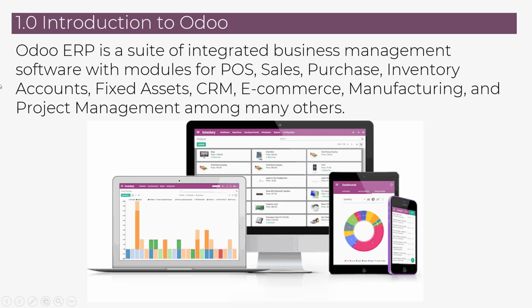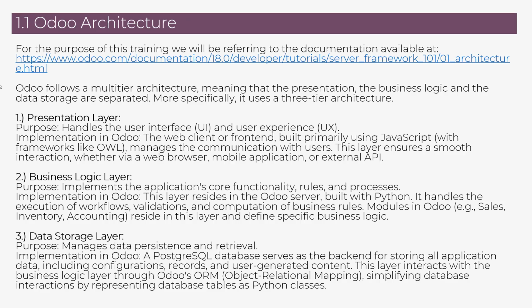In this first part, we are going to cover introduction to Odoo. So what is Odoo ERP? Odoo ERP is a suite of integrated business management software with modules for POS, sales, purchase, inventory, accounts, fixed assets, CRM, e-commerce, manufacturing, project management, among many others.